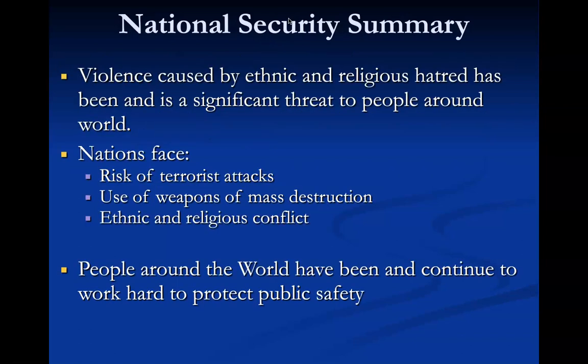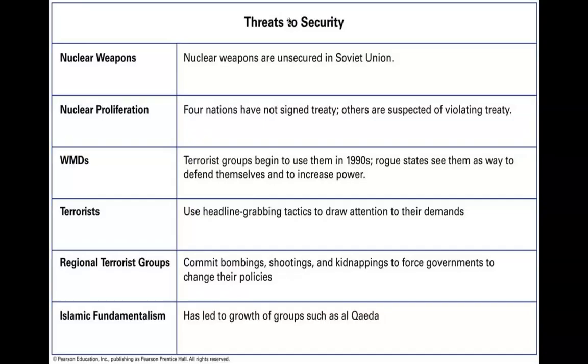So, national security summary. Violence caused by ethnic and religious hatred has been and is a significant threat to the people around the world. Nations face a risk of terrorist attacks, the use of weapons of mass destruction, and ethnic and religious conflicts. People around the world have been and continue to work hard to protect public safety. So now the big concern is public safety. So, this is just the threats to national security. We have talked about all of these.